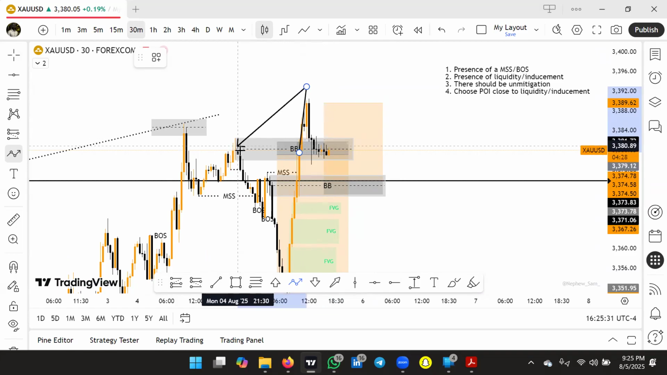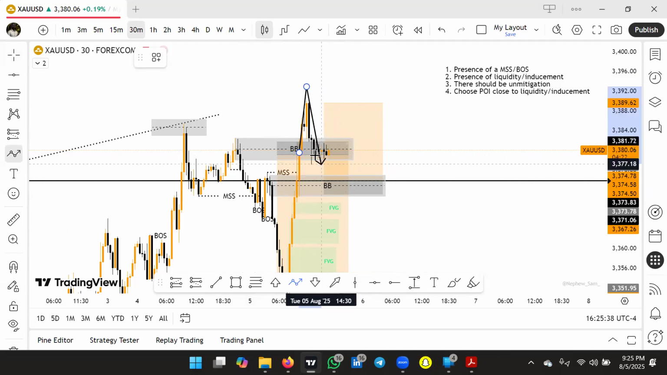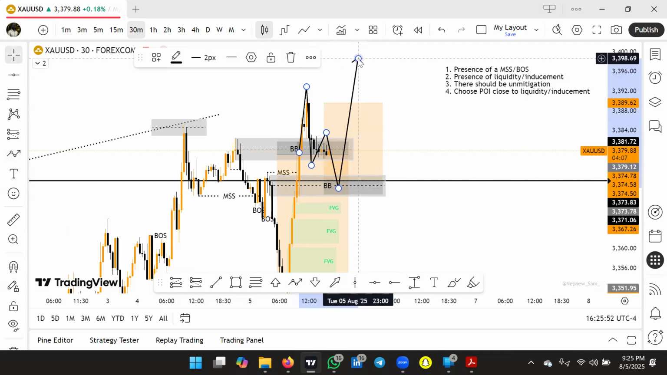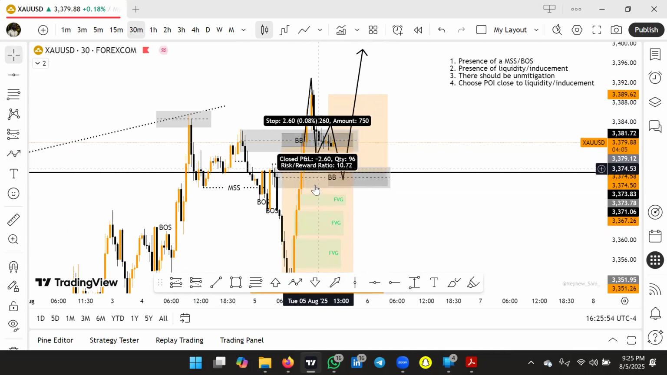you can see this breakout block has been mitigated, meaning it has been tested. The market has tested it. But what the market did was come close and give me an inducement close to my breakout block here. So what do you expect? I'm expecting the market to do something like this, then come back and tap into this breaker block and then buy with the market.